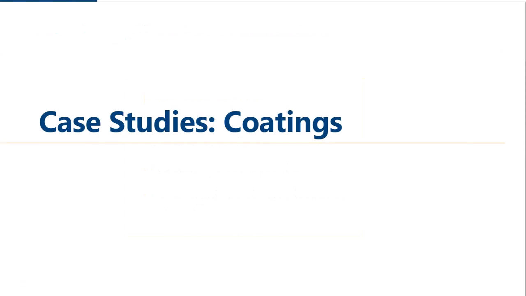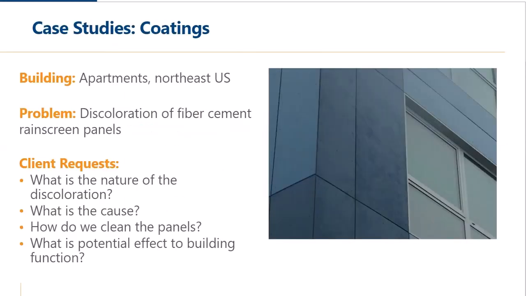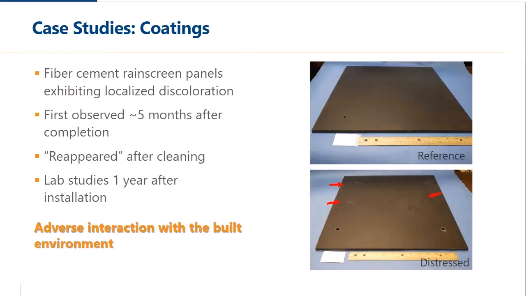All right, now I'm going to talk about a case study of degradation of coating. So this was an apartment building in the Northeast US, and it had fiber cement rain screen panels on its facade, and they were exhibiting various kinds of discoloration. The client wanted to know, what is the nature of the discoloration, what caused it, how do they clean it, and what is the effect on the building function? Because again, this was something that was observed shortly after construction.